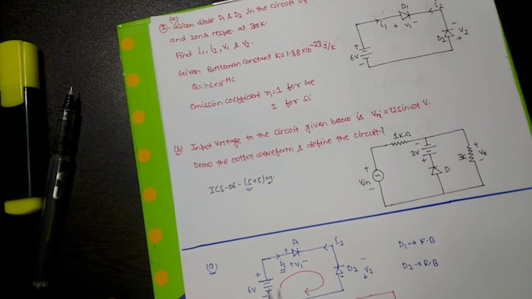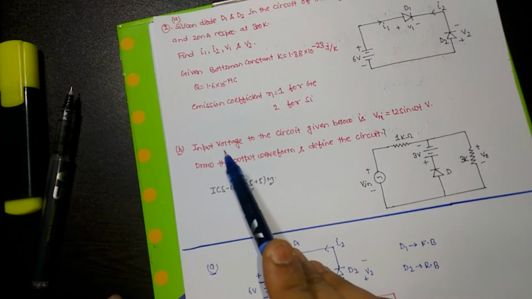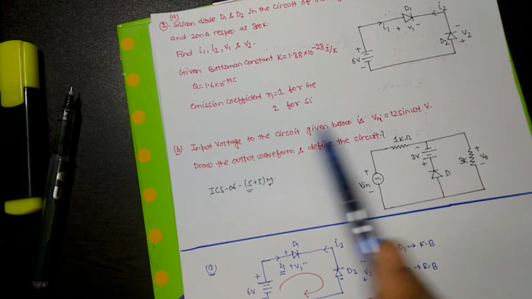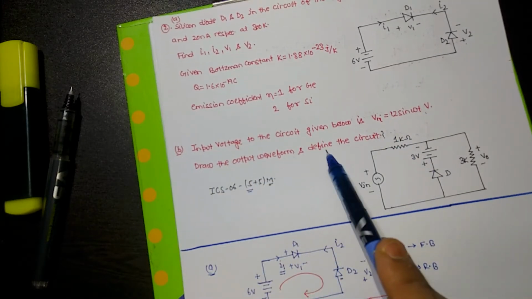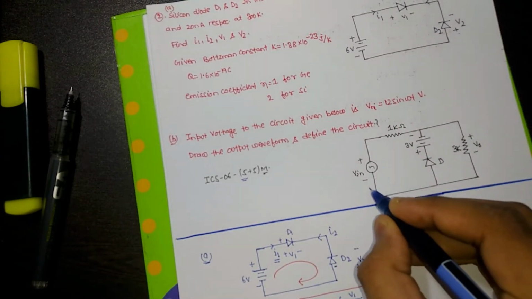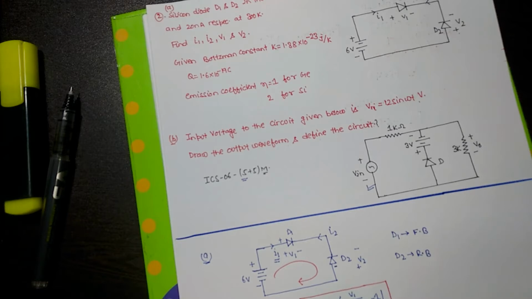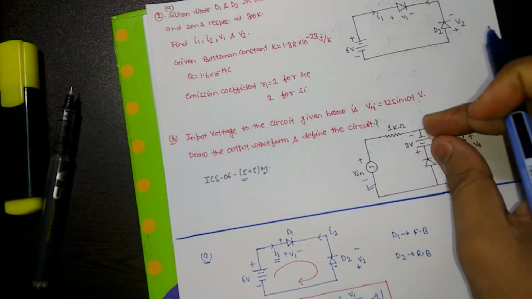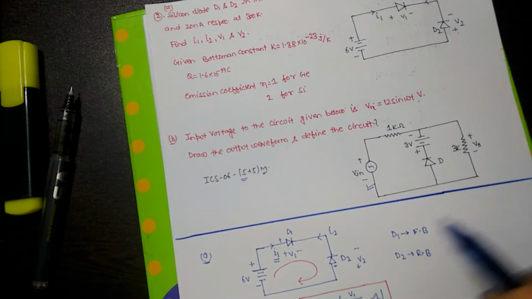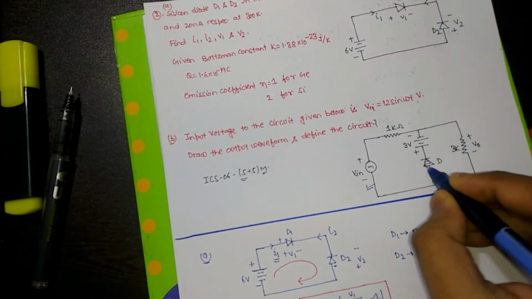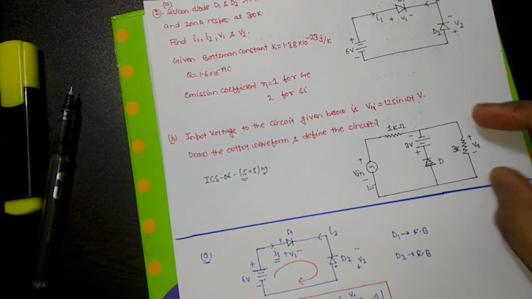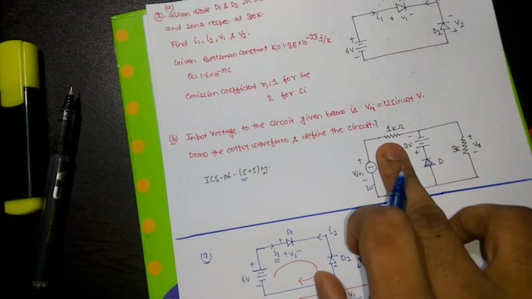Now the second question is what? They are saying that the input voltage to the circuit given below is Vin equals 12 sin omega t. Draw the output waveform and define the circuit. The question is very simple. This is the input voltage, and this is a DC voltage connected in series with the diode. This is the diode given. This is the output voltage we are collecting across the 3 kilo ohm resistor, and this is the current limiting resistor.